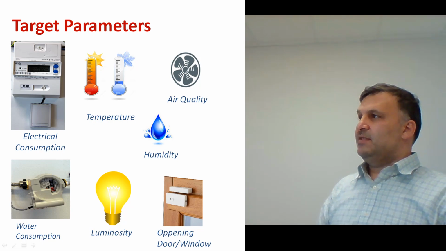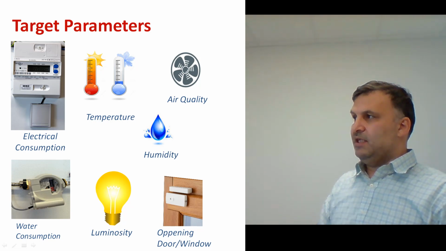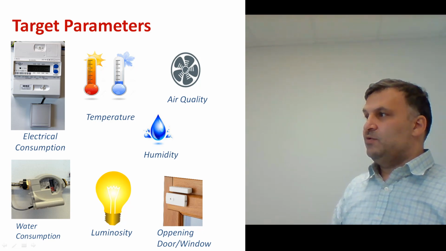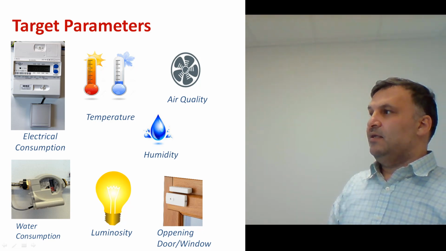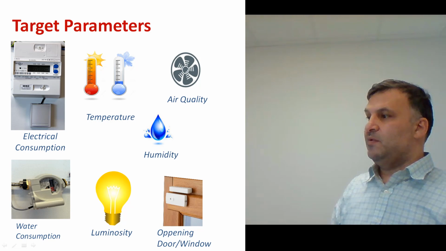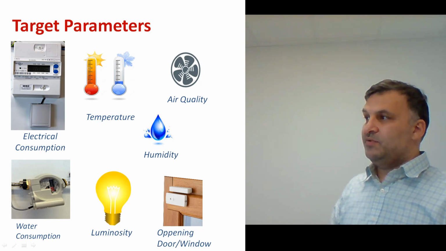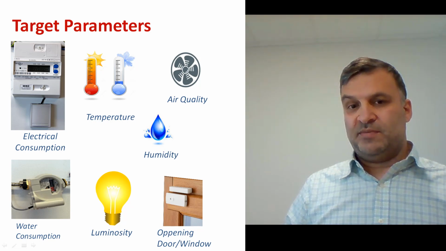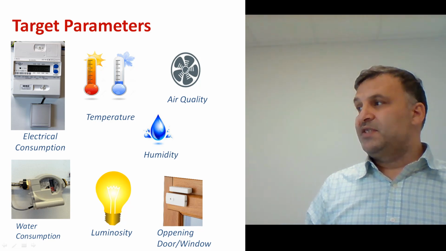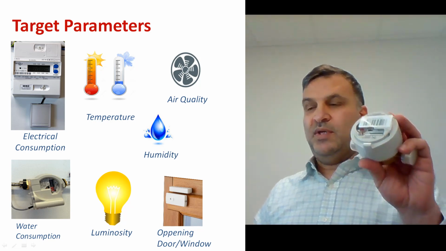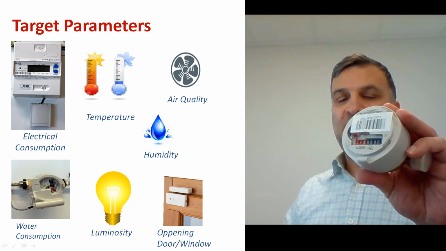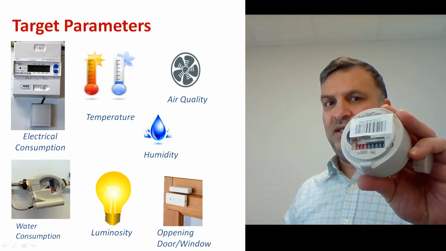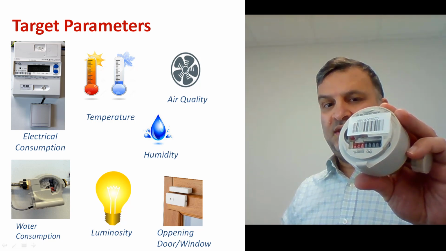These are some types of parameters that we measured and are measuring now in our research. For example, as you see in the left part, we have water consumption and electrical consumption. We can make this measurement with some simple devices. For example, we have here a water counter. It is a specific water counter. Not all water counters have this ability.